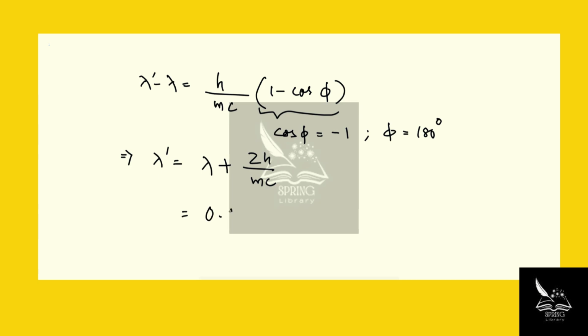So we have lambda, 0.06 nanometer. We need to convert that into meters, plus twice of h, and since our mass is the rest mass of an electron, we need h in terms of joules. So we have 6.626 times 10 to the power.